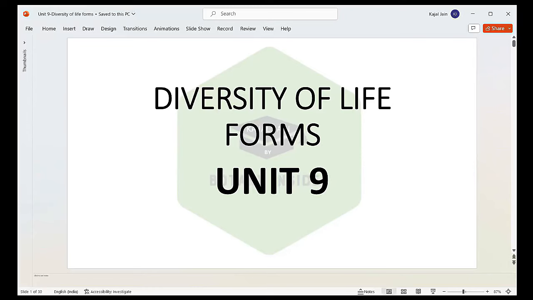So it's a short class and we'll be discussing a few of the main pointers related to unit number 9, that is diversity of life forms, right? So we'll be going in a very sequential manner. If you look into the syllabus of unit number 9, it is majorly having those topics where you need to have a number of facts rote memorized.